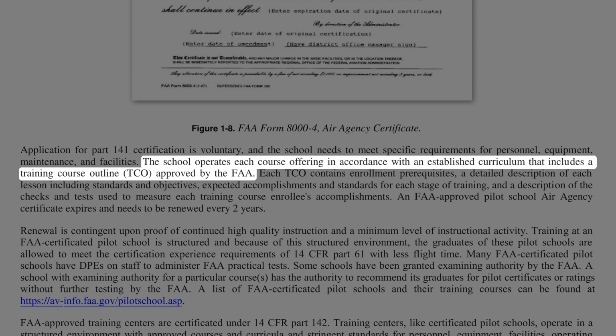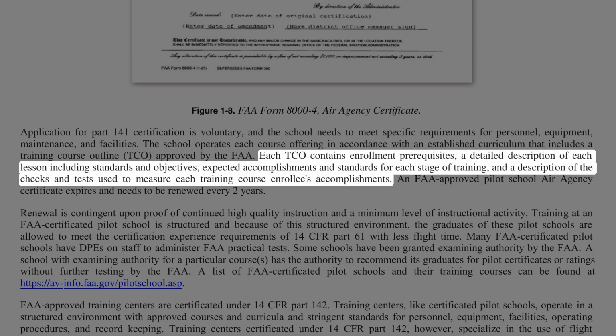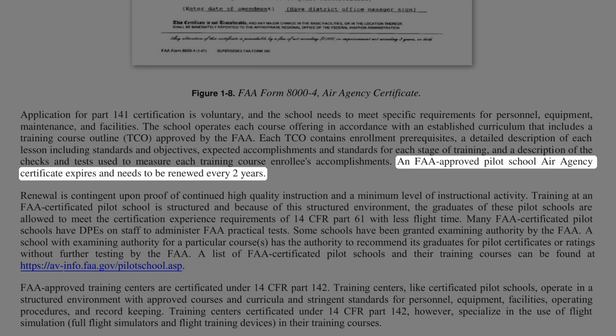approved by the FAA. Each TCO contains enrollment prerequisites, a detailed description of each lesson including standards and objectives, expected accomplishments and standards for each stage of training, and a description of the checks and tests used to measure each training course enrollee's accomplishments. An FAA-approved pilot school air agency certificate expires and needs to be renewed every 2 years.